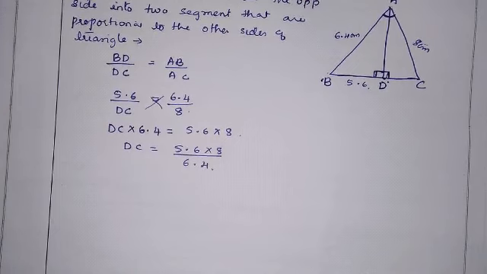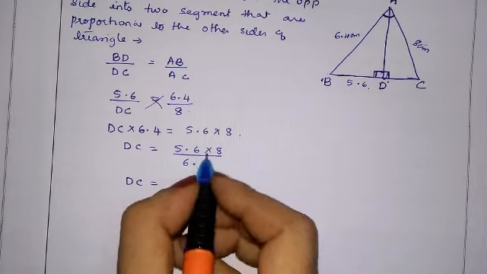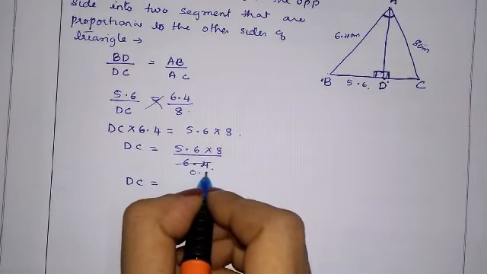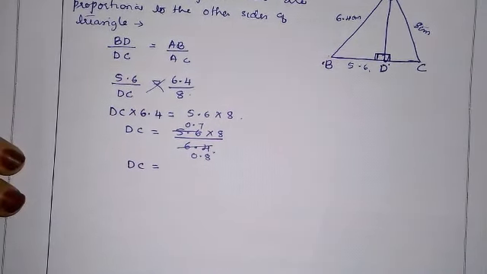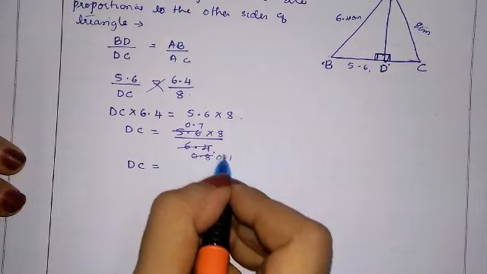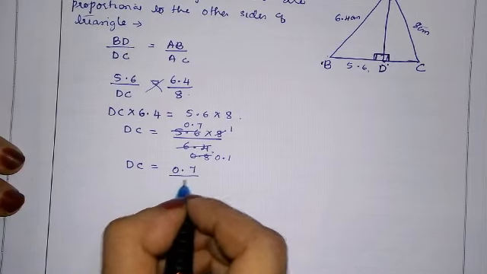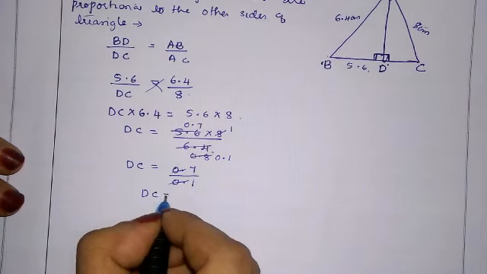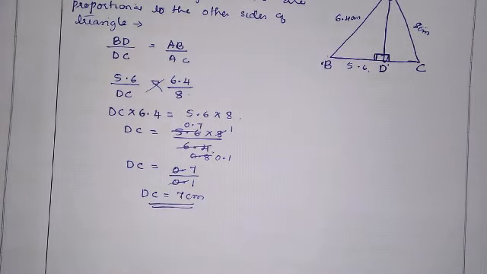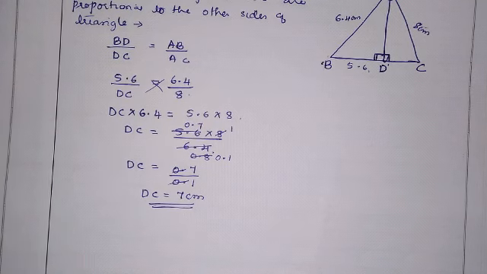Now here we should be very careful while solving this. DC is equal to, we know that 8 8s are 64, 8 7s are 56. Now 0.8 ones are 0.8 and 8 ones are 8. So what we got here is 0.7 upon 0.1. The 0s get cancelled. So DC is equal to 7 cm. If we do it by AA similarity also, we will get the same answer. Same type here, AA similarity based.